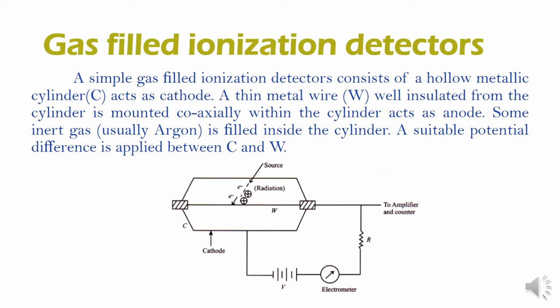As a result, this W is also called the anode. Therefore here we have a cathode, which is the cylinder, and a very thin metallic wire fixed coaxial to the cylinder which will act like an anode. And this cylinder is filled with some inert gas, and a suitable potential difference is maintained between C and W.